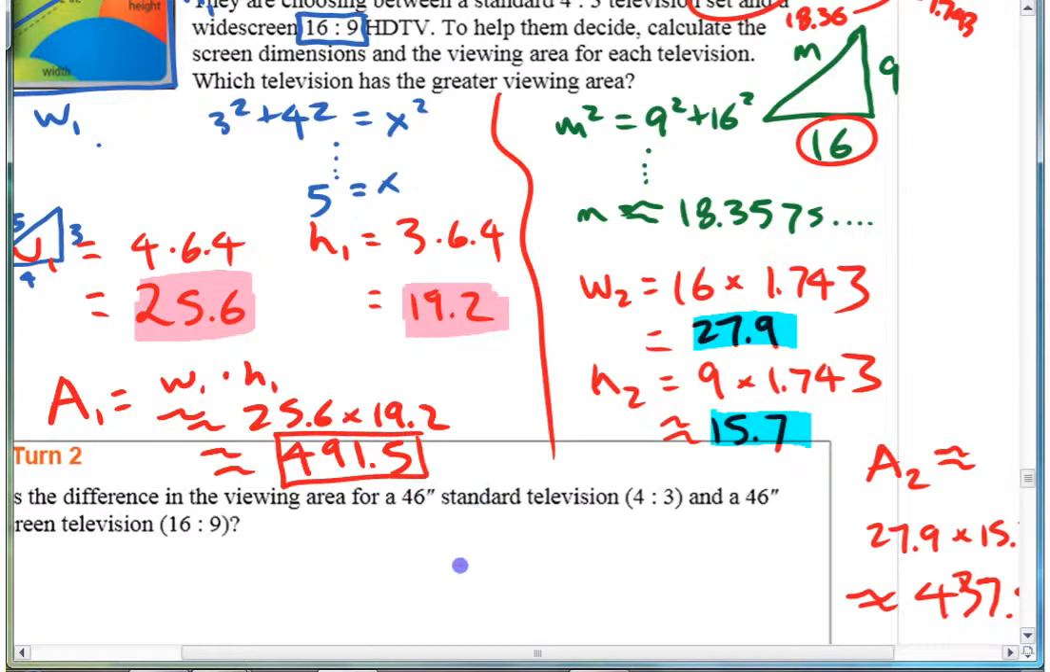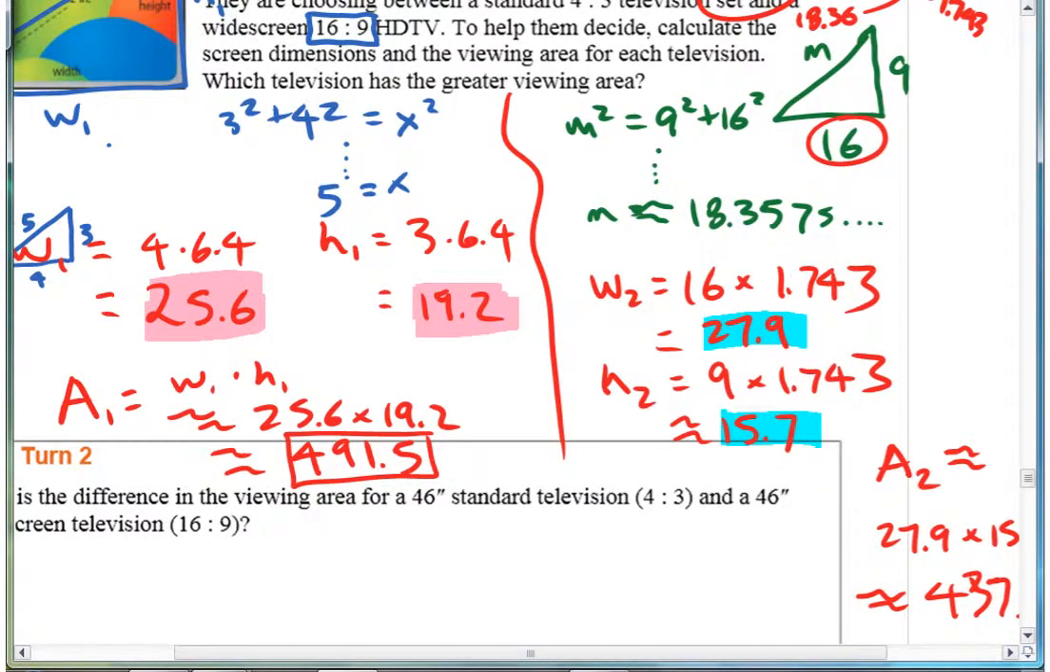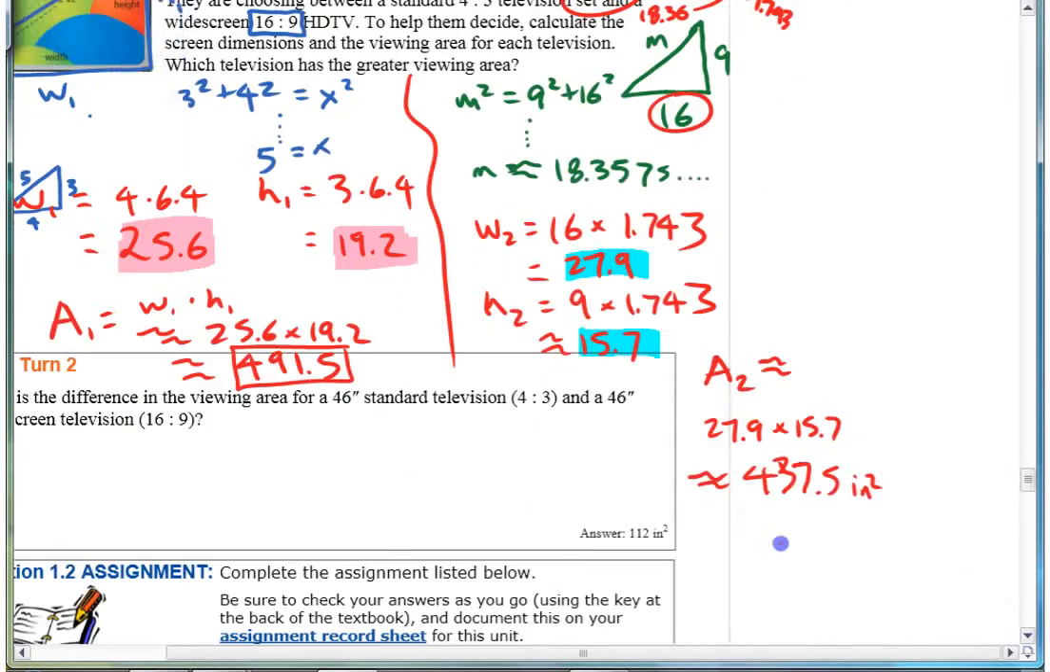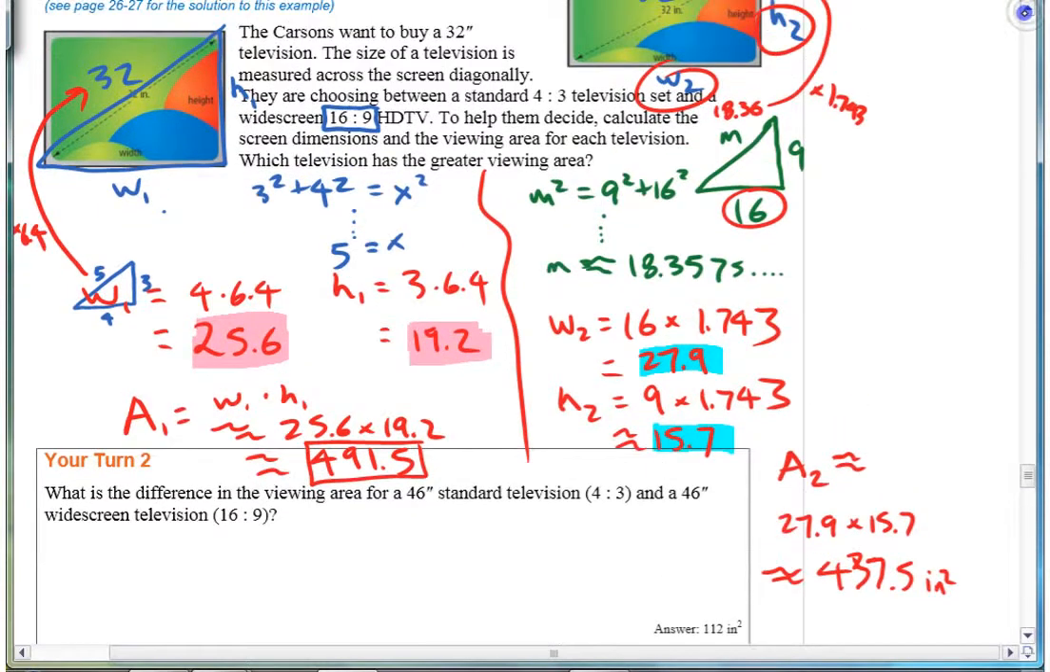This one, the 4x3 television. I guess the answer to the question that says, which television has the greater viewing area, is the 4x3, the old-fashioned one. Okay, the old-fashioned one has a greater viewing area. Let's zoom this down for a sec so we can see the whole question here. The older version has the greater viewing area for the same diagonal.